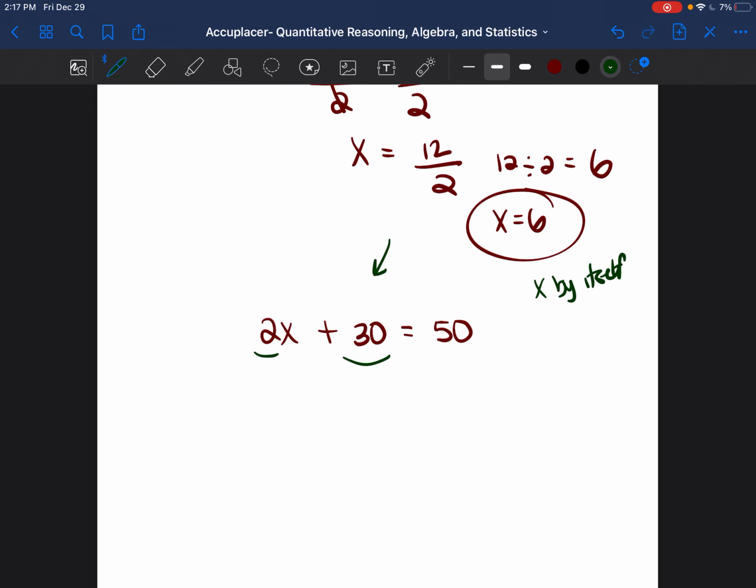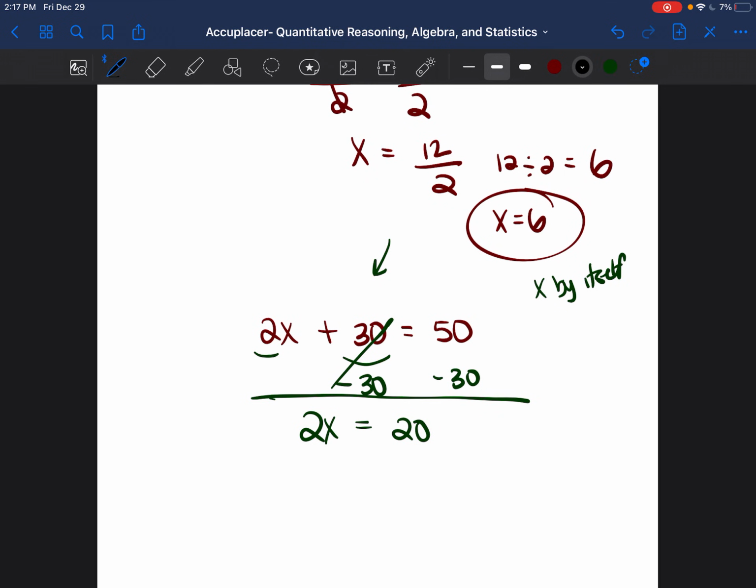So we get rid of the 30 by doing the opposite of what's happening. What's happening now? It's being added. How do we get rid of it? By subtracting both sides by 30. So we're left with 2x is equal to 50 minus 30, which is equal to 20.